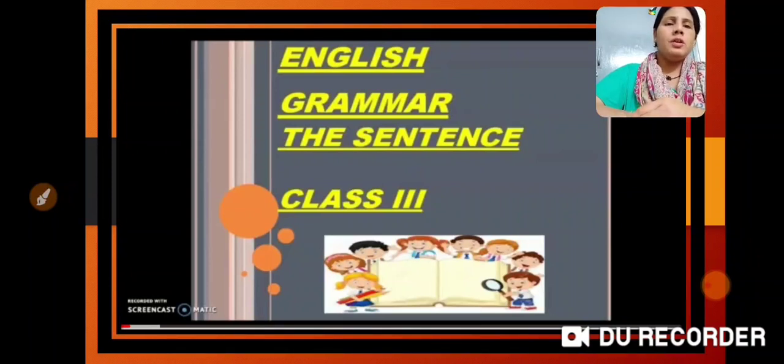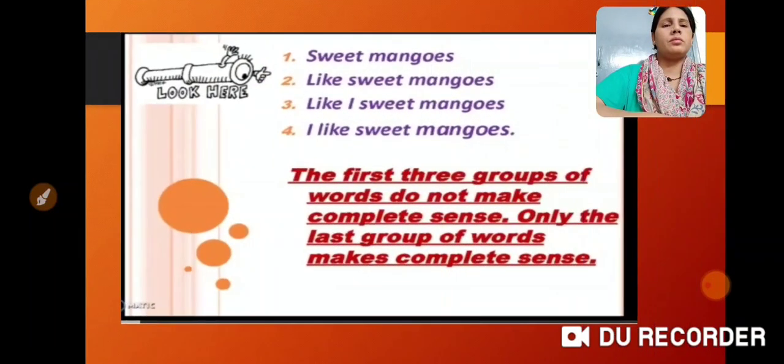Children, today we are going to study English grammar chapter, the sentence, of class 3rd. Children, before starting, let us look at the following group of words and try to read.